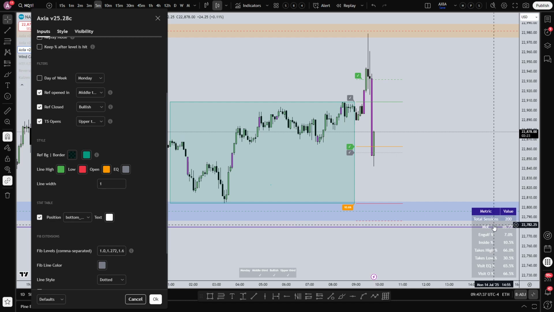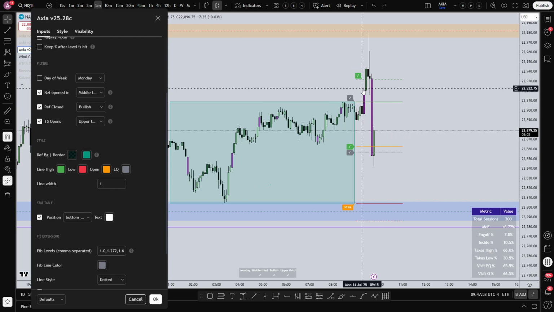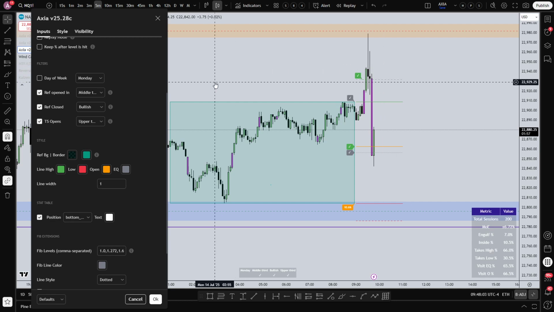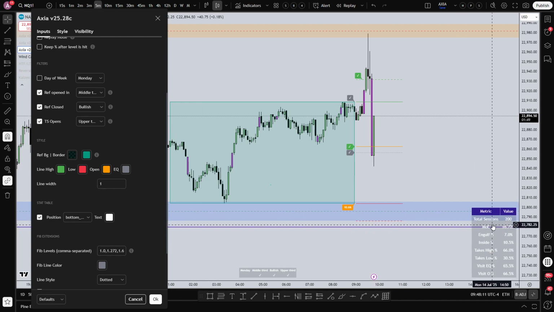But then the accuracy of it changes because we are on a Monday, but the remaining things are the same. But when I uncheck this, now it's going to show me the probabilities or the percentage from every other session where the same thing has happened, like opened on a middle third, it is bullish, and the trade session opens in an upper third. So it'll be collecting data from every other day, like Monday, Tuesday, Wednesday, Thursday, Friday, and so forth, of this time. And then it gives me this data, which is around 200 sessions, and it gives me the key levels around it.